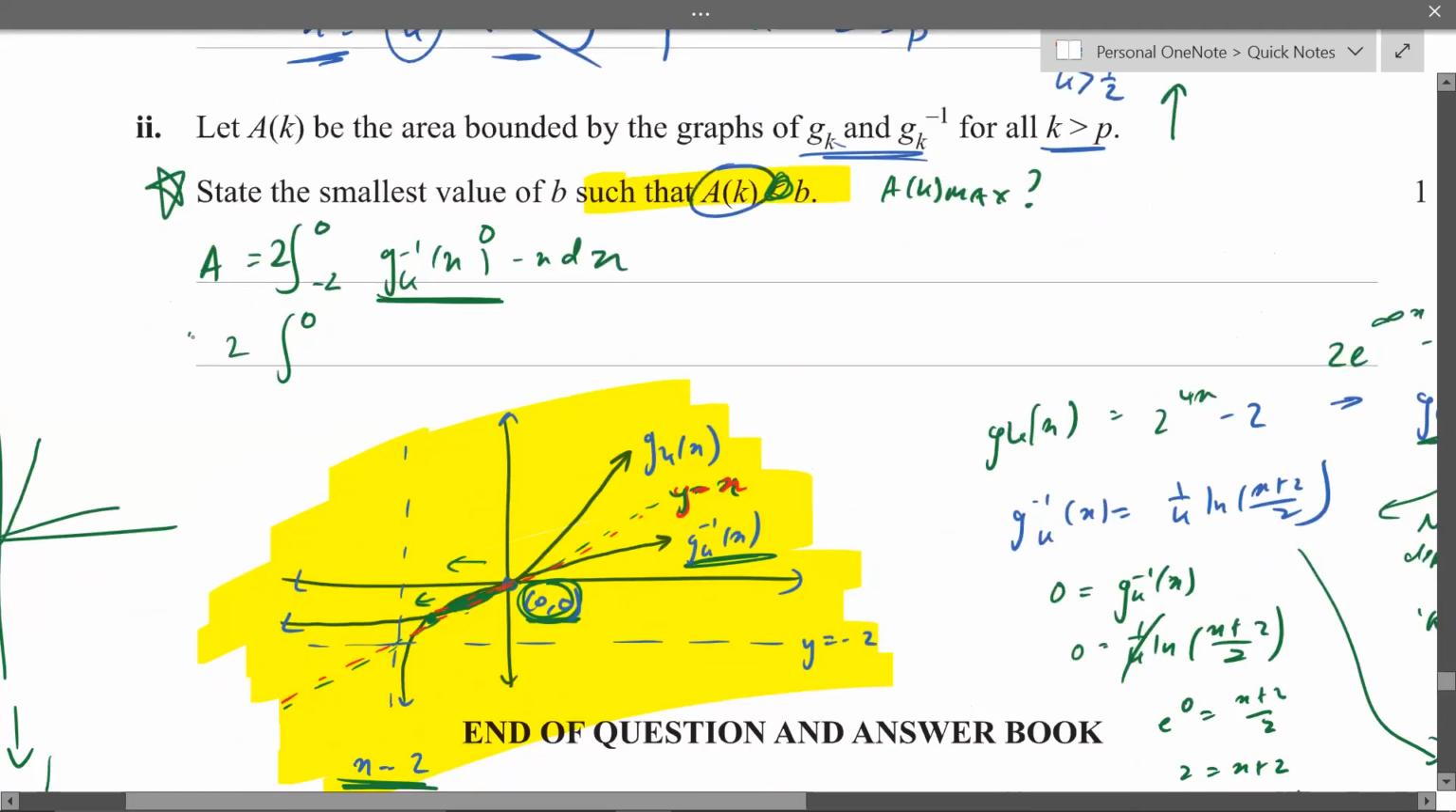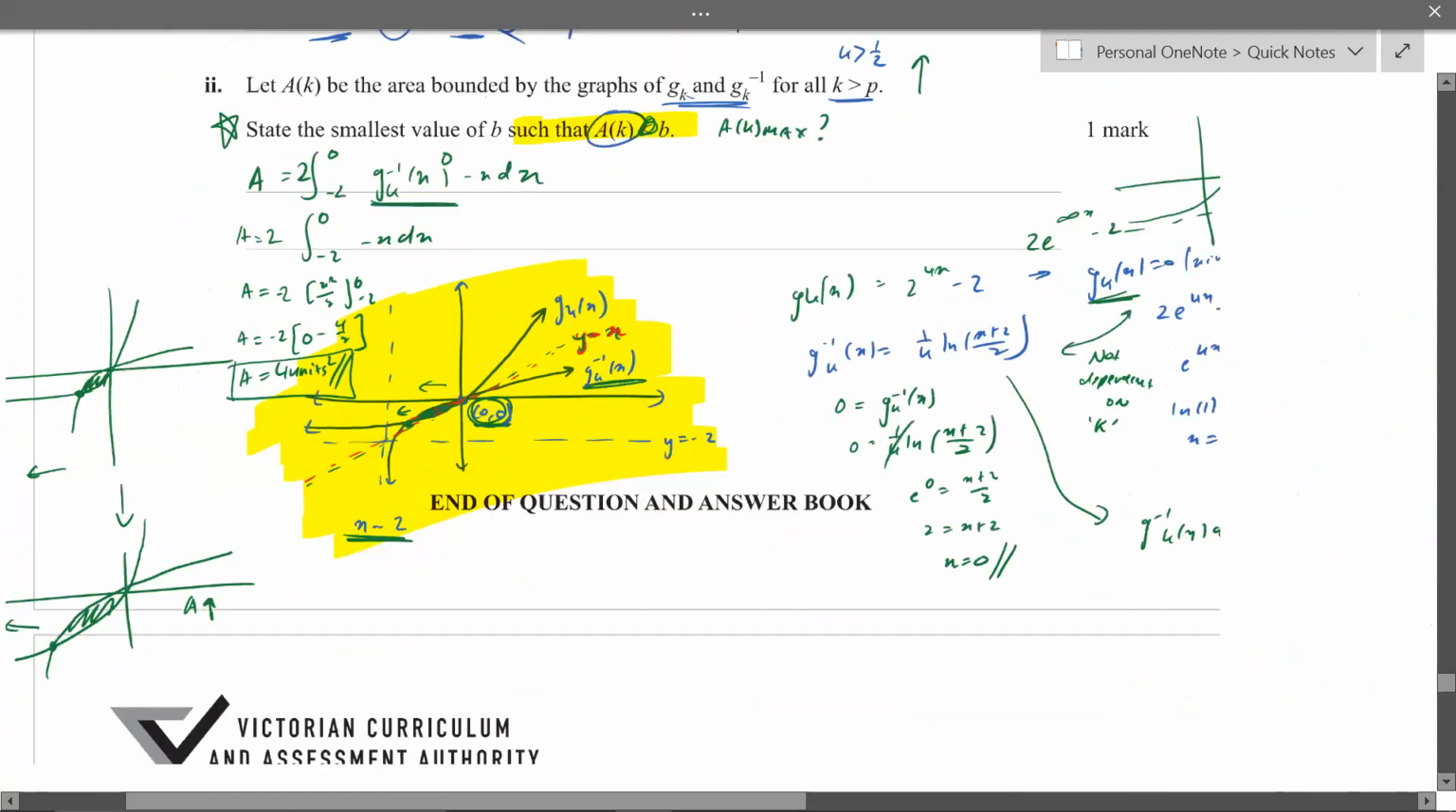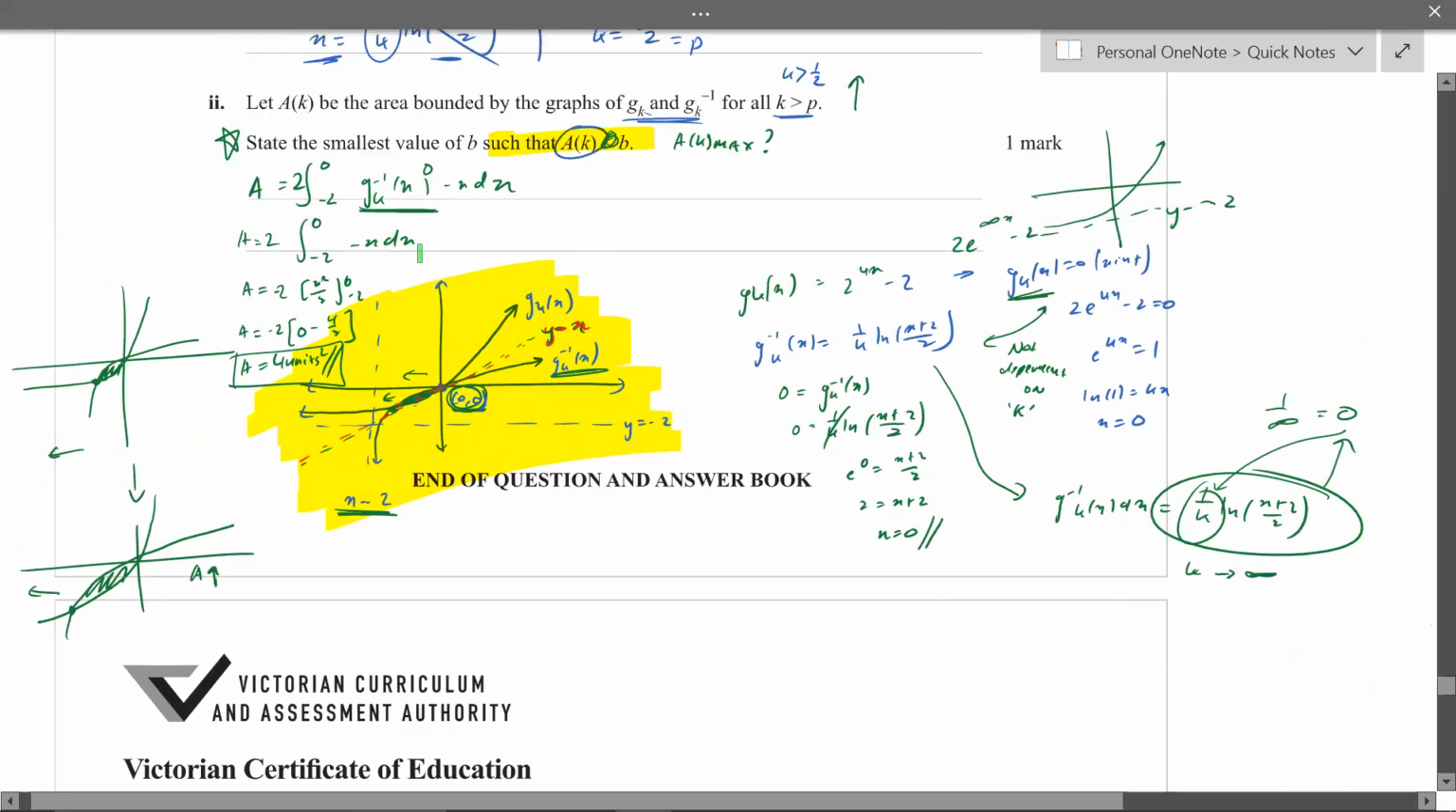So now you're left with 2 times the integral from 0 to negative 2 of negative x dx. And you can just integrate that. So you just get A equals 2 times [negative x squared on 2] from 0 to negative 2. Area equals 0 minus 4 on 2, which is 4. And 4 is the answer. So that's how you do that question. But the important part is getting this integral and then figuring out that this part goes to 0.